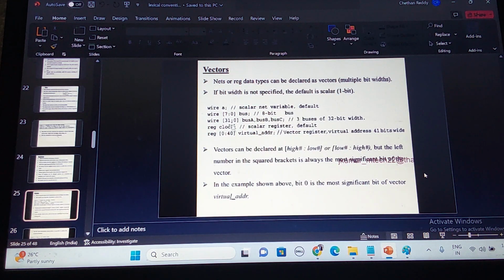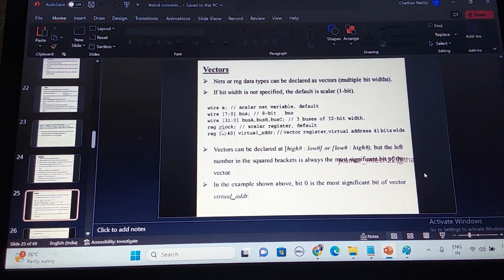[31:0] bus A, comma, bus B, comma, bus C. How many buses do I have? 3 buses. Each bus will be having what vector width? 32 bit. Now bus A will be 32 bit, bus B also 32 bit, and bus C is also 32 bit. This is nothing but 3 buses of 32 bit width. You understand? Are you clear?